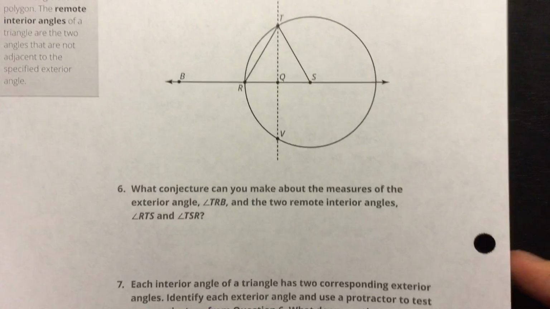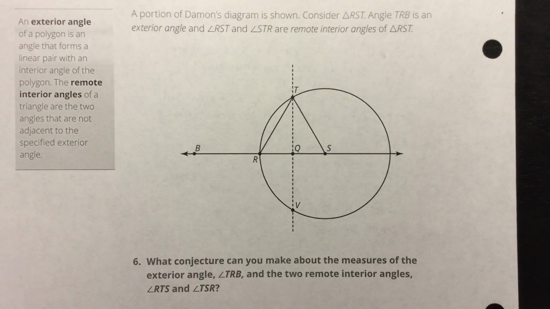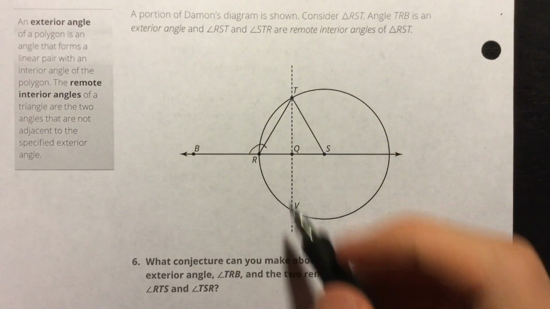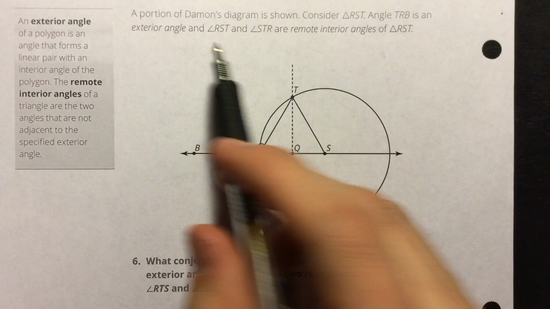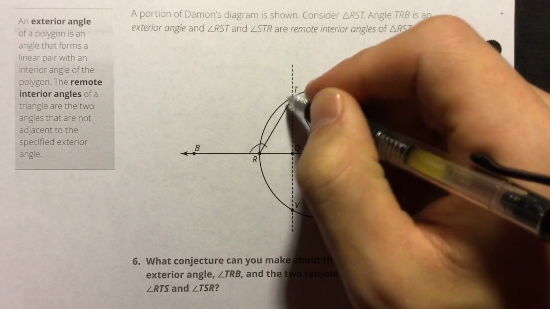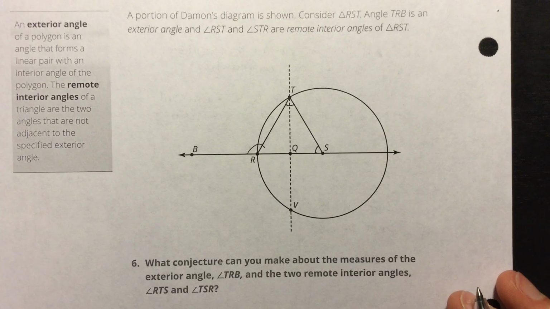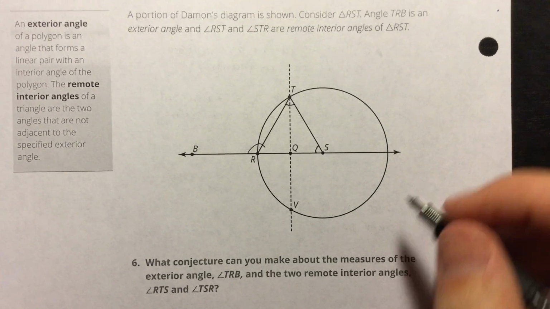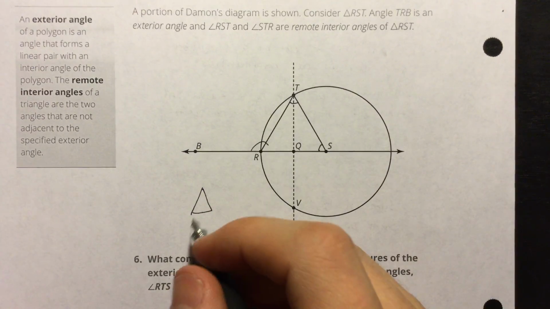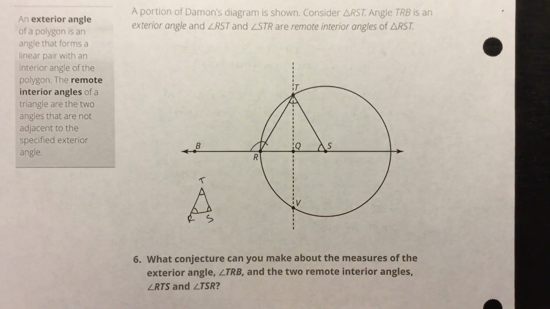This is the last page, so we got two more problems. It says, a portion of Damon's diagram is shown. Consider triangle RST. So angle TRB, this angle right here, is an exterior angle, and RST and STR are remote interior angles. So these are new vocab words. If I just looked at the triangle RST, I'm drawing it out here so we don't have to worry about the circle, these are interior angles. We've talked about that before.